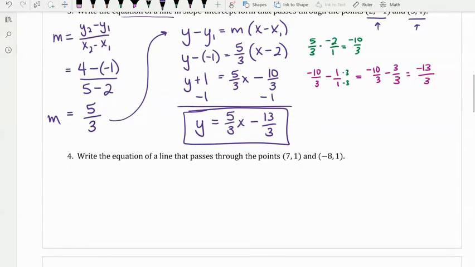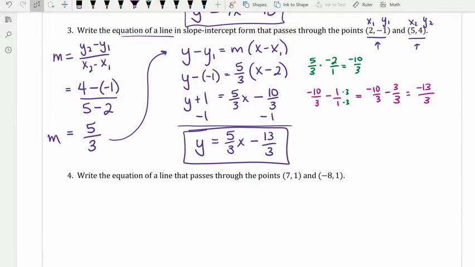All right, the next one, this one's kind of like the one we just did. So again, we're given 2 points. I'm going to go find my slope, right? So to get slope, I would do y2, which is 1, minus y1, which is 1. And on the bottom, x2 is -8, minus x1 is 7.